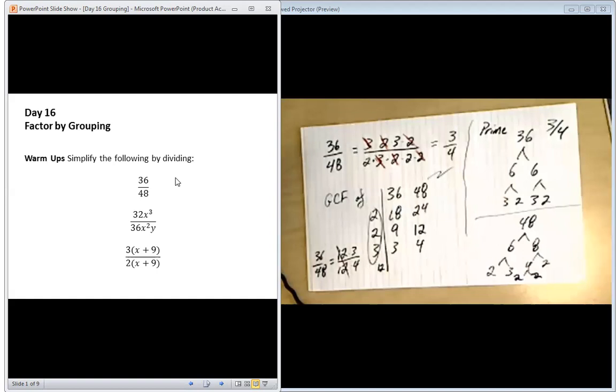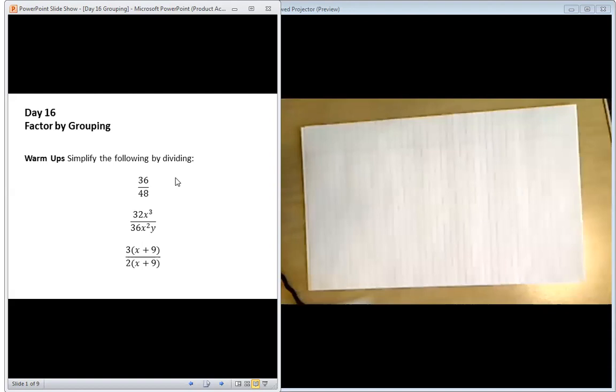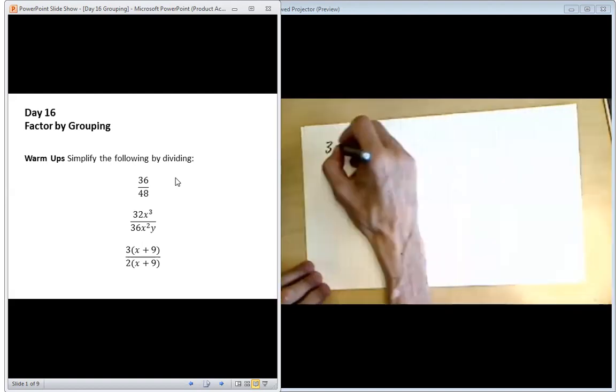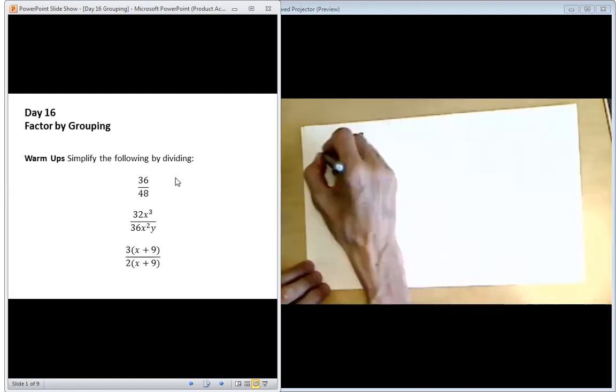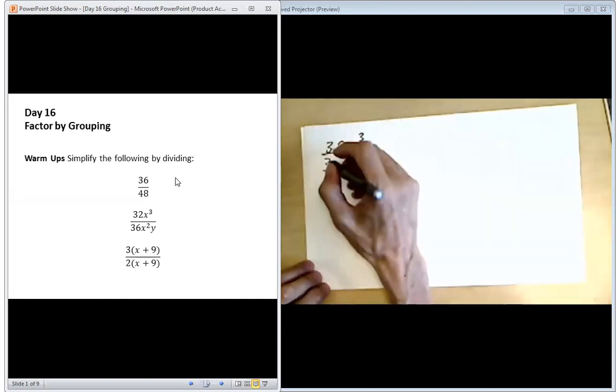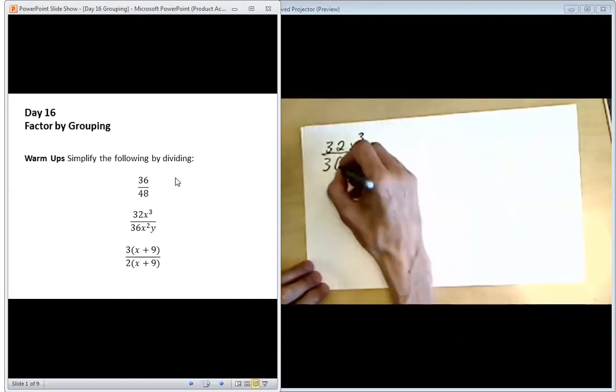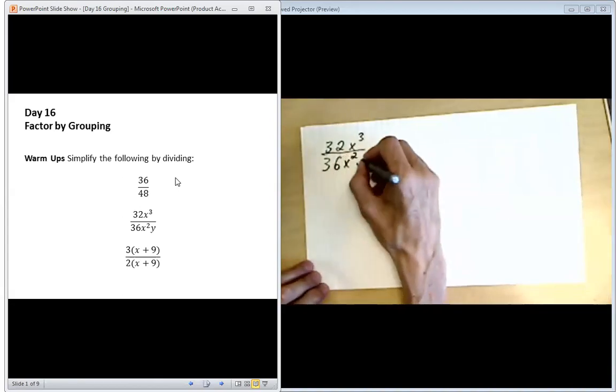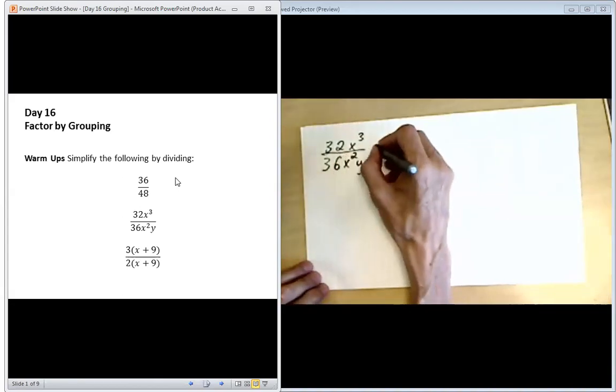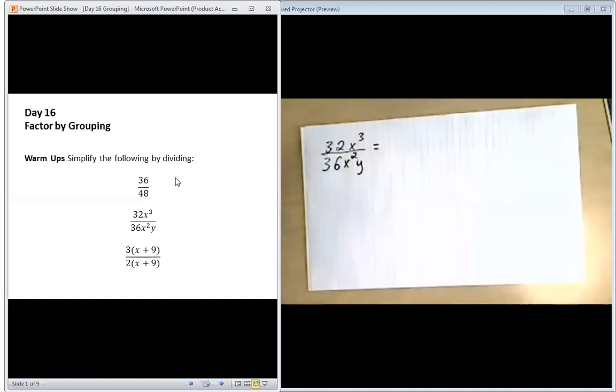Let's go on to the second one. What are we looking at there? Yeah, it is x to the 3, over 36x to the 2y. Okay, so I want to simplify these things, right? Let's do the prime factoring again. That'll help for this slide, right?